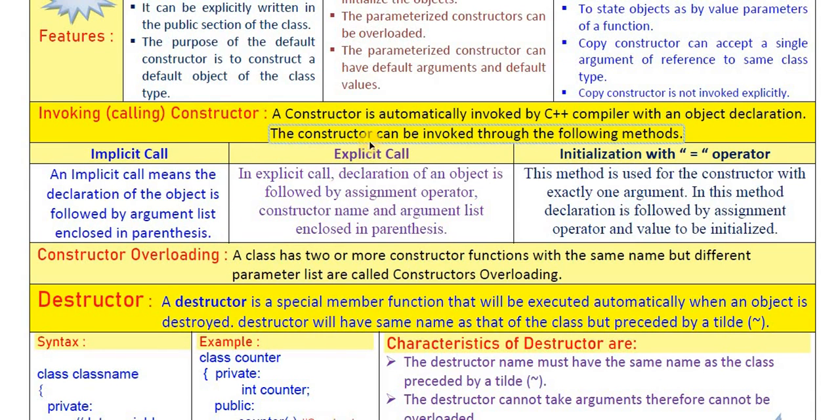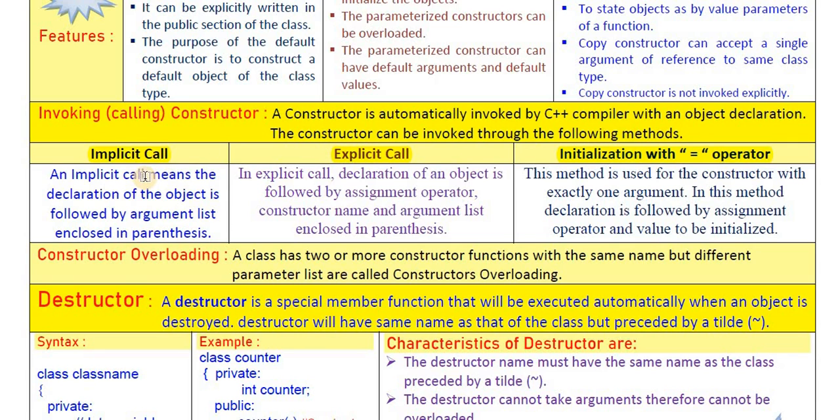So a constructor can be invoked through the following methods. First, a constructor is called automatically by the compiler. Second, we can also call the constructor using three methods. They are called implicit call, explicit call, and initialization with the equal to operator. Implicit means automatic. Explicit call means by using the name of that constructor. So in an implicit call, we are not taking the name of that constructor. In an explicit call, we have to use the name of the constructor.